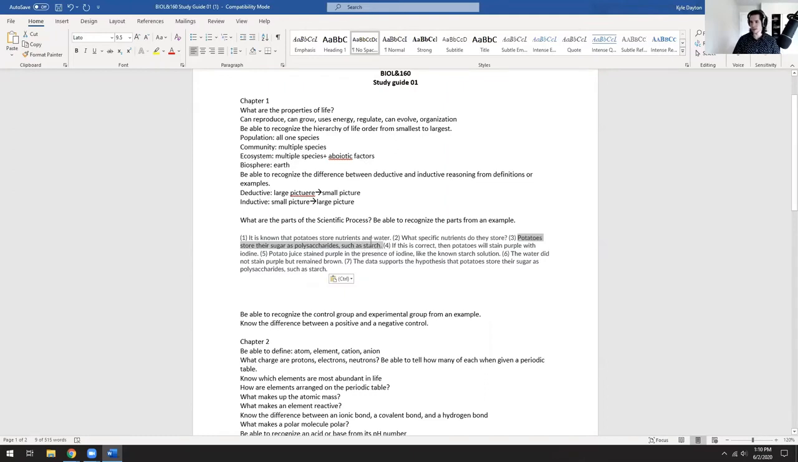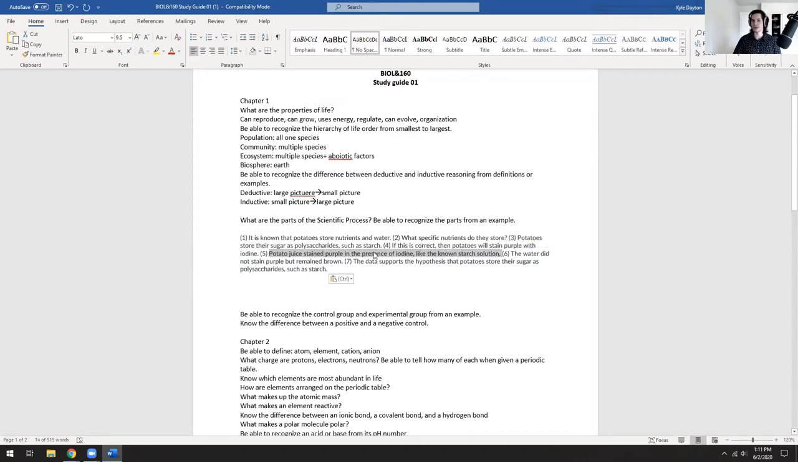Usually a hypothesis is a statement, not another question. If this is correct, then potatoes will stain purple with iodine. This is a prediction. So you go background research, then question, then hypothesis, then prediction. If this is correct, then potatoes will stain purple with iodine. Now 5, potato juice stain purple in the presence of iodine, like the known starch solution.